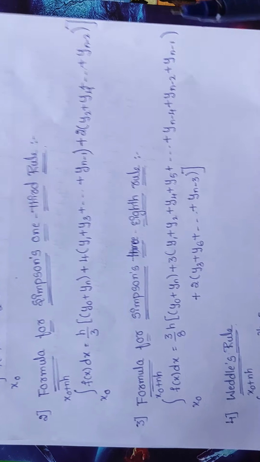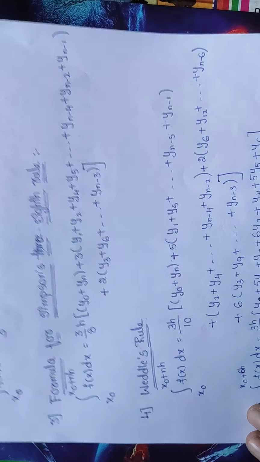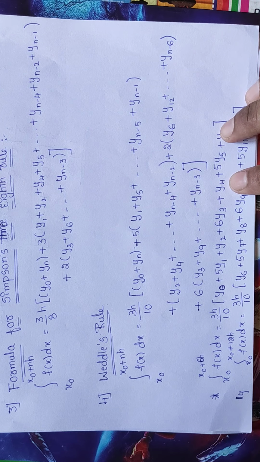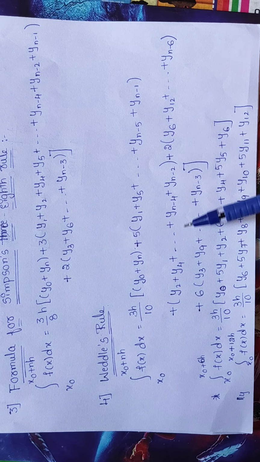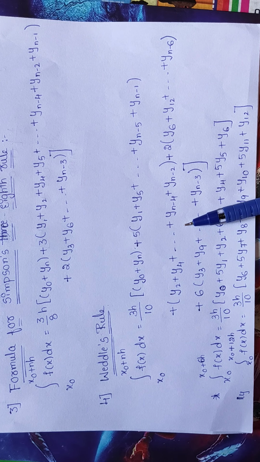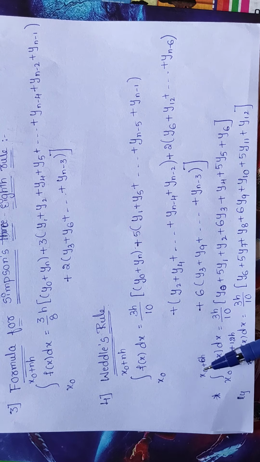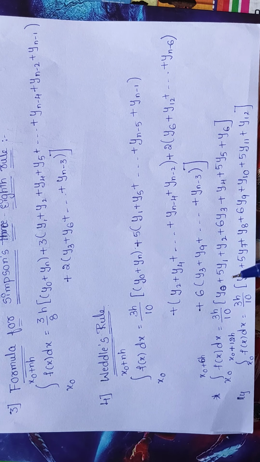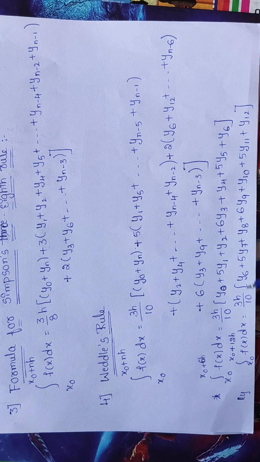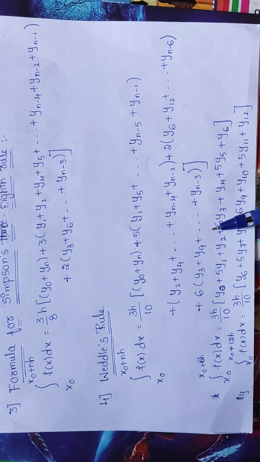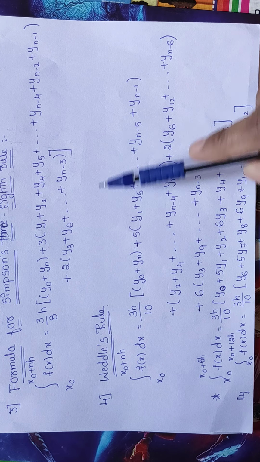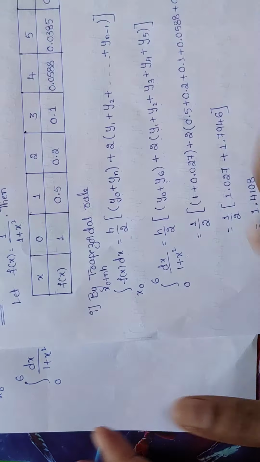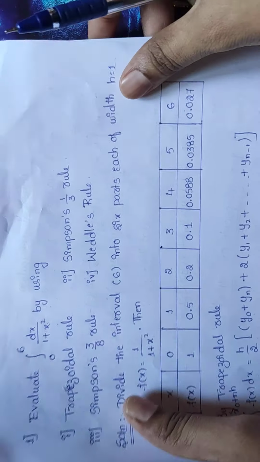And last, Weddle's rule. Here we have to substitute n equals 6, not 4. If we substitute n equals 6, we get this formula from the general quadrature formula. Here are two formulas: integral x0 plus 6h f of x dx, equal to the expression up to n equals 6, and here it is 12. If I add both these integrals and solve, we get this formula, which is called Weddle's rule. Next, let us go to the problem.